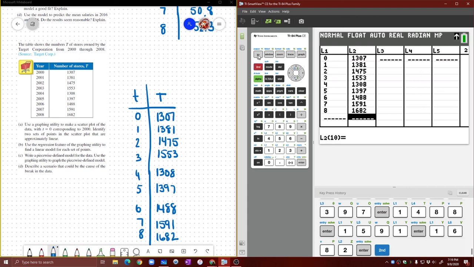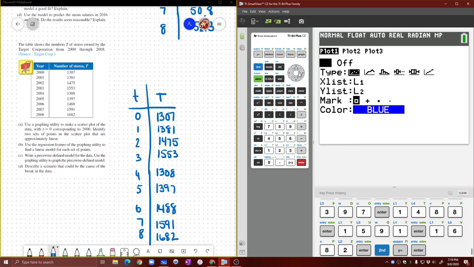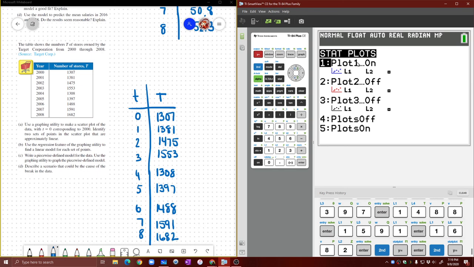So second, stat plot, I want to make sure it's turned on. It is. Correct lists. So this is the shorter version. I don't always have to push enter and go in here. You don't have to. Once it's turned on, you can just look here really quick. That's why there's this little picture here. Okay, it's on scatter plot, it's L1, L2. Great. So it looks like it's set up the way it's supposed to be.